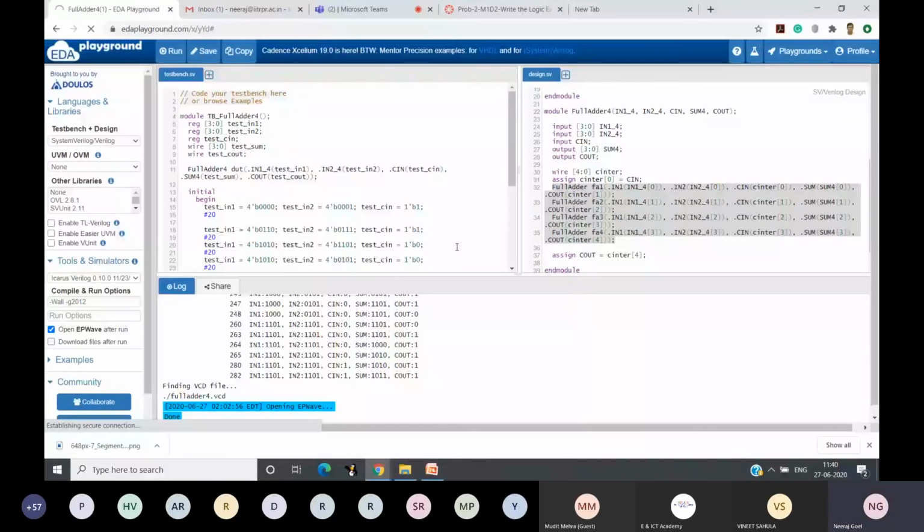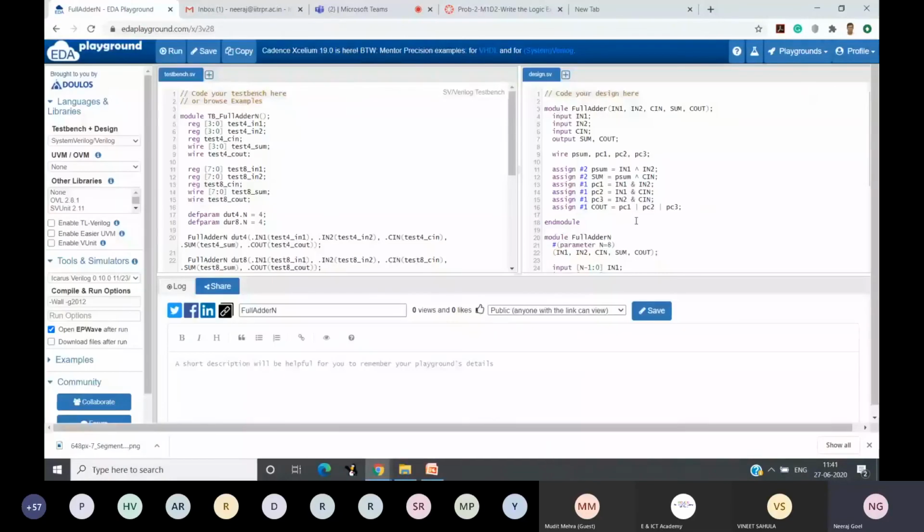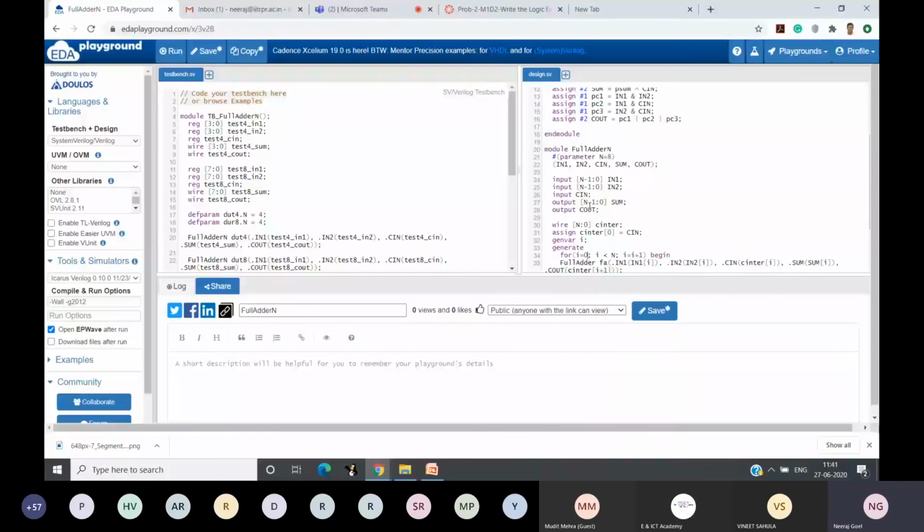Just hold on for a moment. Using this playground, I can see what all source codes I have written. So this is the other one. Here I'll first make this change, or maybe I'll write 2 here. Okay, so here what I wanted to do is create a generic adder. This generic adder can take any number of inputs, but you have to define how many inputs there are.